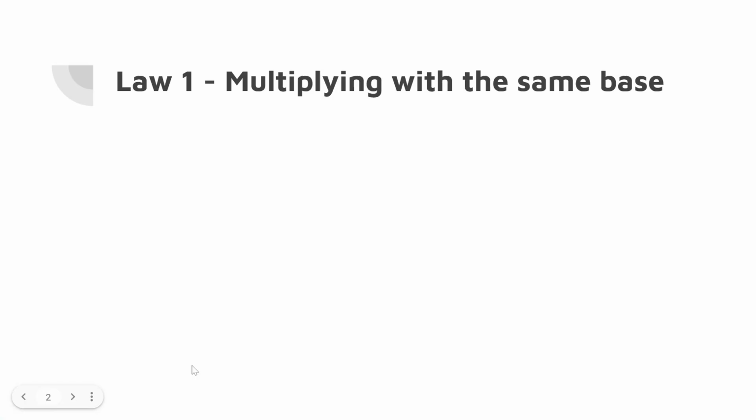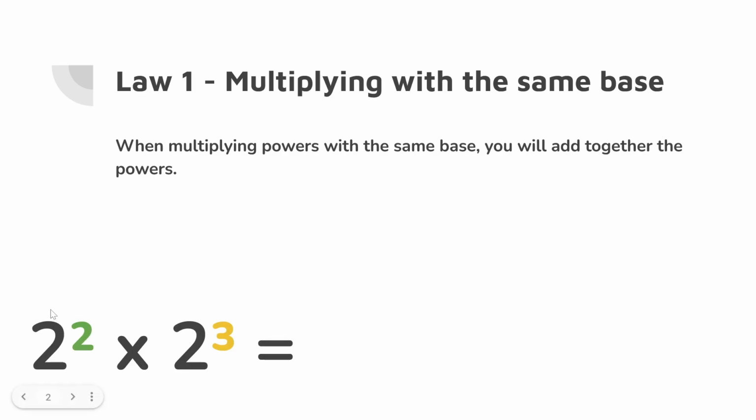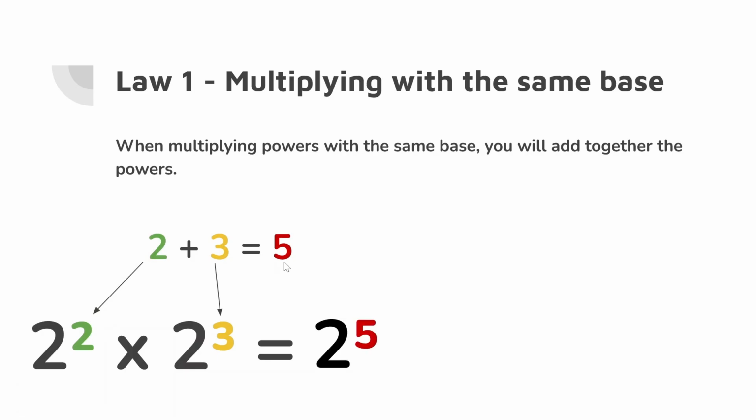Let's get started. So the first law of indices is multiplying indices with the same base. When you multiply powers with the same base, you add the powers together. For example, we can see here, both indexes have the same base of 2. So we add the powers. So 2 add 3 here is 5, which would make 2 to the power of 5.